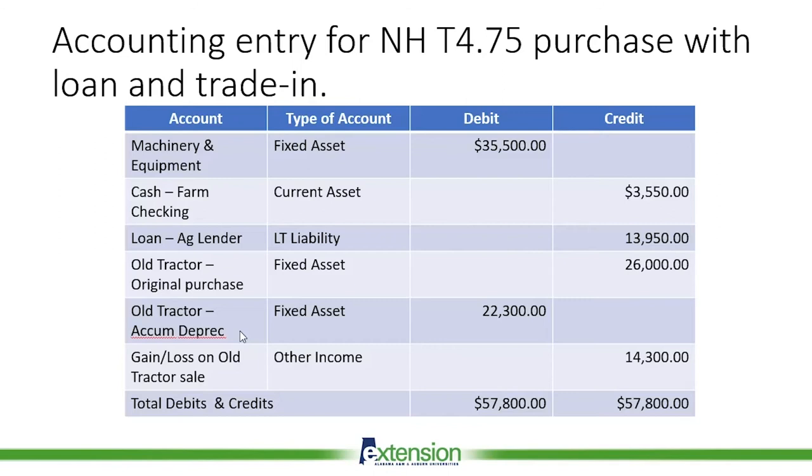And so therefore we are recovering that accumulated depreciation. And then the last line is the gain or loss on the sale of the old tractor. And in this particular example, we had a gain of $14,300 on the sale of the old tractor. So our total debits are $57,800. So that concludes this particular entry. Now let's move on to the next one.